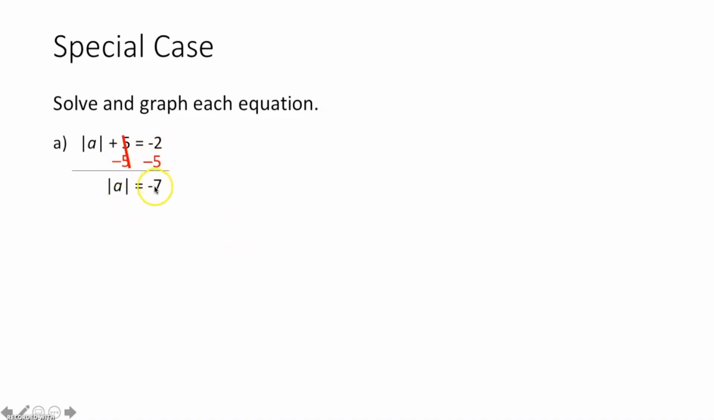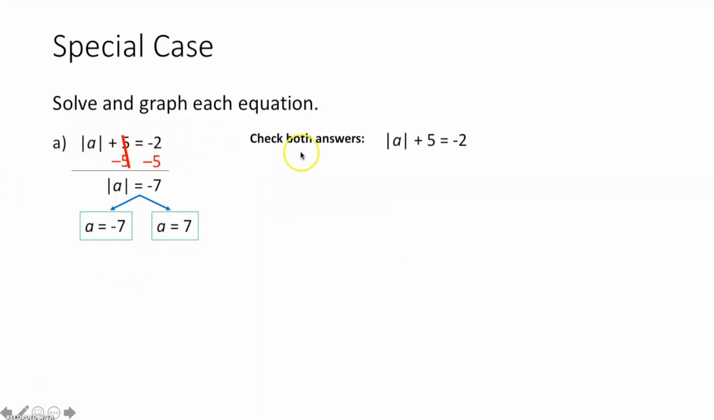Negative 2 minus 5 is going to give you negative 7. Next, I need to break this into two separate equations. Inside the absolute value, that's going to stay the same. What's on the other side is going to change. So it's going to be a is equal to negative 7, a is equal to positive 7. Next, what I can do is check both of those possible answers. So I'm going to go to my original absolute value equation and plug in what I got for my answers.